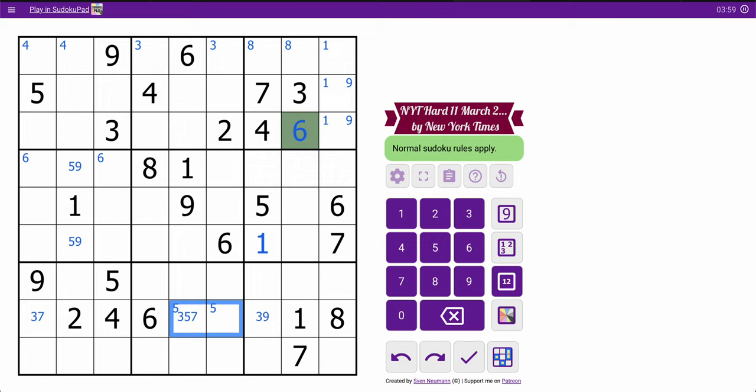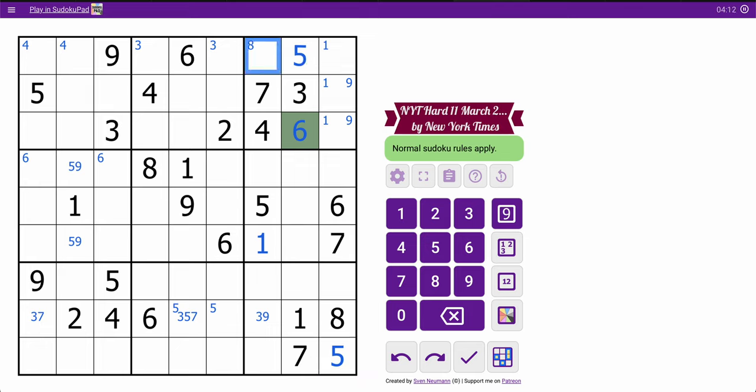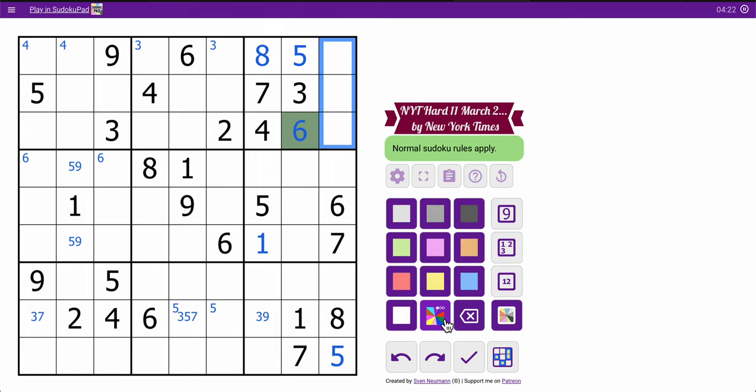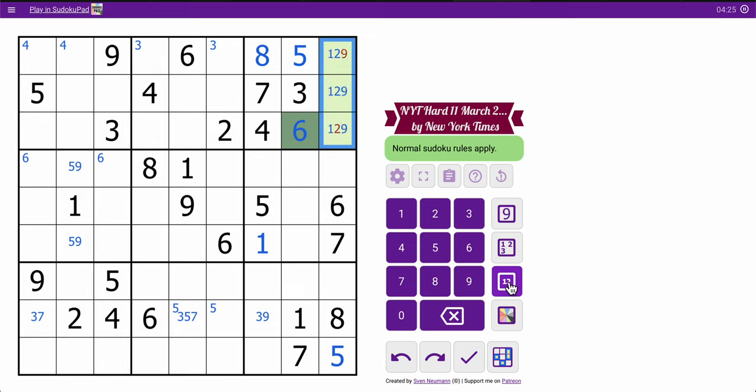Okay, so 5 is in one of those two. That means 5 is in one of these two, but it can't go here because of this 5, so 5 in box 9 is placed right there. This 5 and this 5 now mean that's a 5, which means that's an 8. This is now a triple, 1, 2, 9. And let me go mark that and then clean it up. So these two are a pair, 3, 4, respectively.